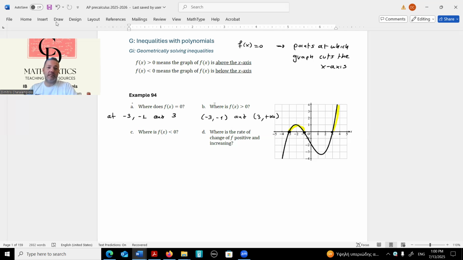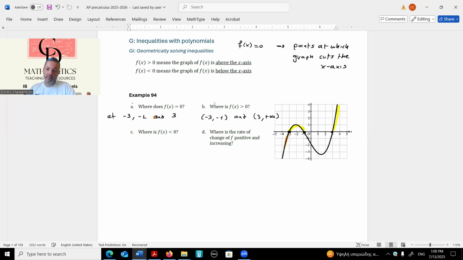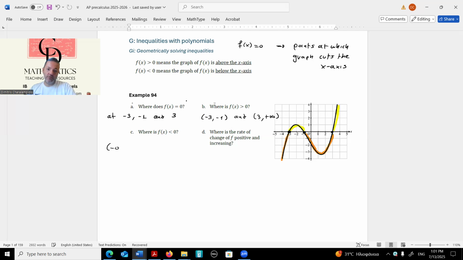Where is f of x smaller than 0? It should be here, and there. So it is from minus infinity up to -3. I'm not going to include -3 because it doesn't say f of x smaller or equal than 0. And this time I'm going to use the correct mathematical notation, which is the union. This is called union. Then from -1 up to 3.